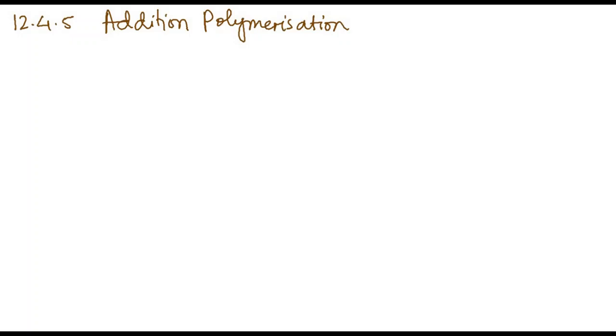Next subtopic is the last one for organic chemistry. This is 12.4.5. In 12.4.5, we're going to talk about addition polymerization. There is another type of polymerization, but that is not in the syllabus of coordinated science.